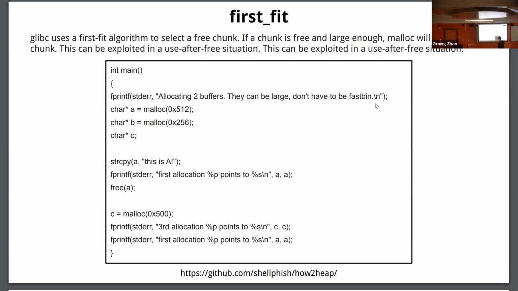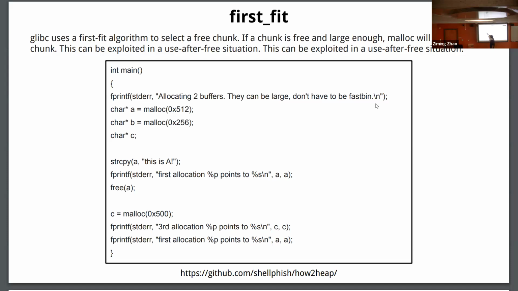Let's say this is a program. At the beginning, we allocate two chunks. They are relatively big, okay? 512 in hex and 256 in hex. Then we get two pointers. Then we have another pointer.